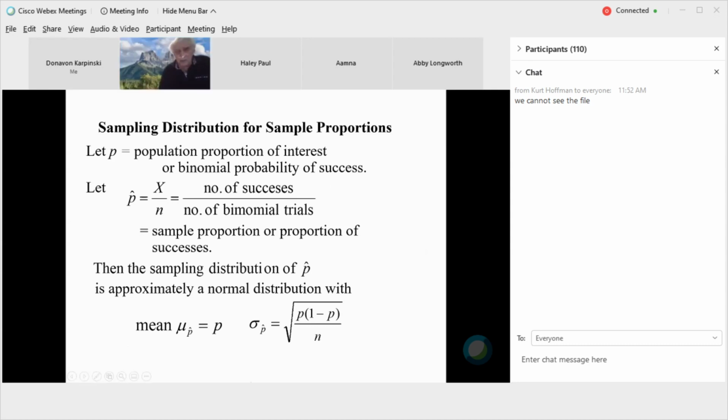Then the sampling distribution of P hat is approximately normal with mu P hat equal to P, and sigma P hat equal to the square root of P times 1 minus P over n. So this will tell us the random behavior of the sample proportion, which is random.